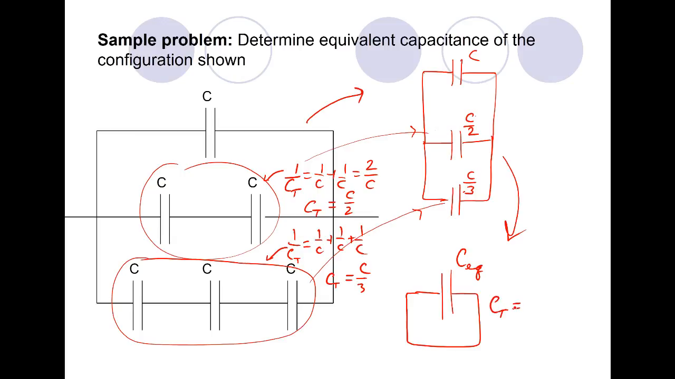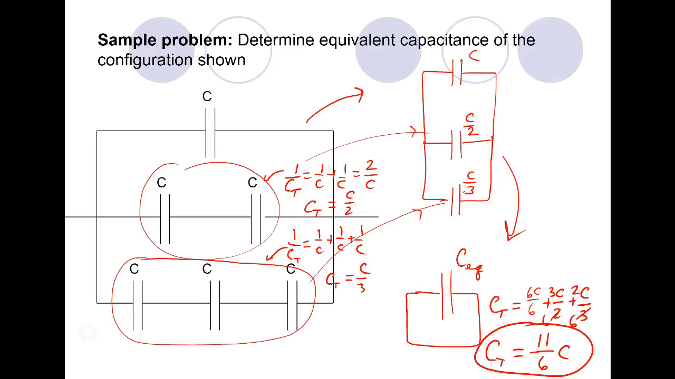So C total for parallel is going to be C plus C over 2 plus C over 3. Common denominator is 6. So that's 6C over 6, 3C over 6, and 2C over 6, which gives us a total of 11/6 C. So whatever the capacitance C is of an individual capacitor, the equivalent capacitance of the configuration is going to be 11/6 of that. Okay.